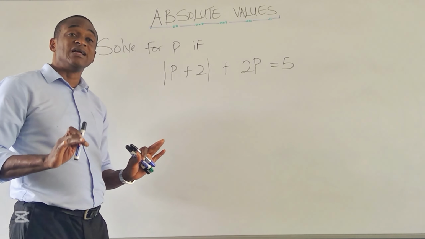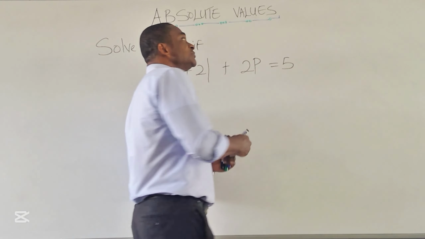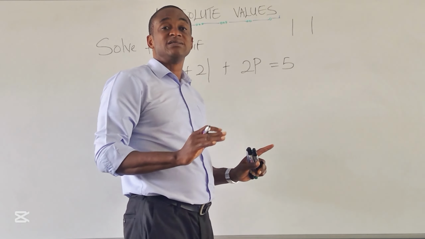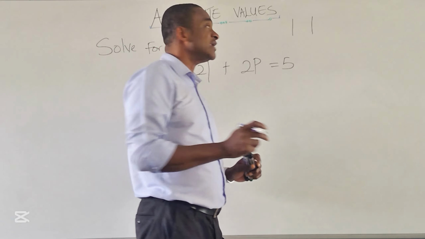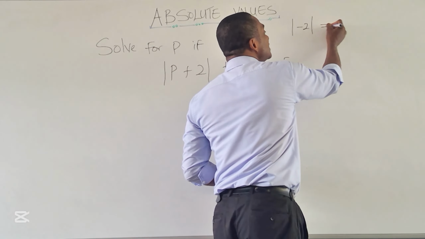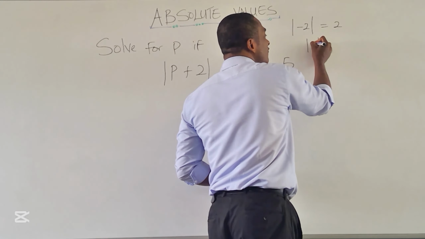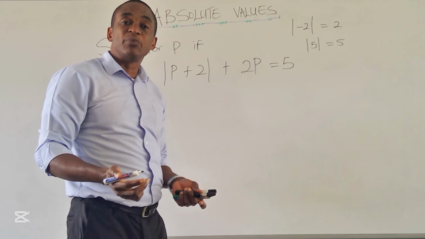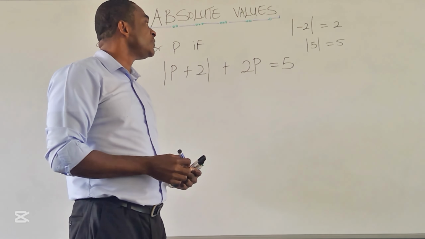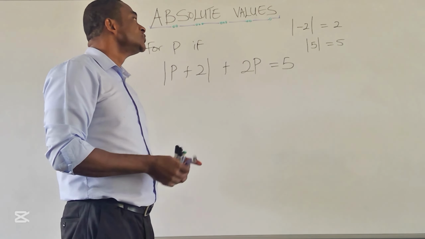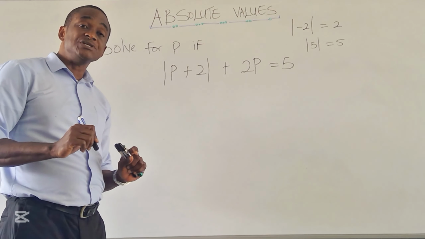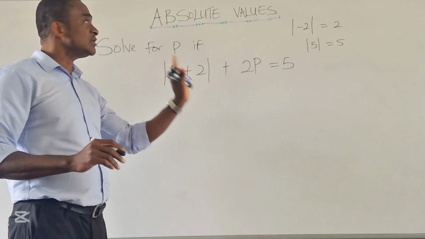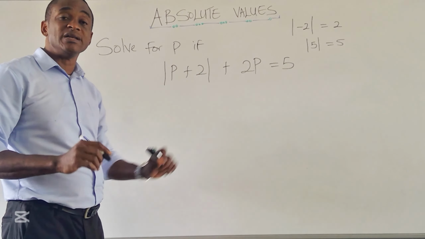We need to understand the foundation of absolute value. Whenever you have an absolute value bar, the rule is that whatever you have inside can never return a negative value. So the absolute value of negative 2 is 2, and the absolute value of 5 is 5. Whether what is inside is positive or negative, it can only return a positive value. So we have two conditions, and they give the foundation of everything we do under absolute value.